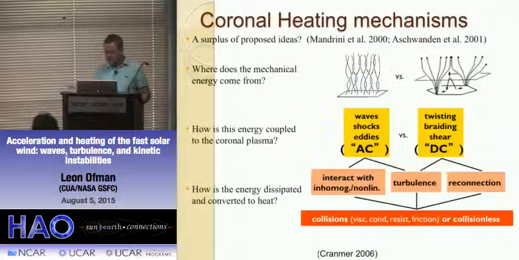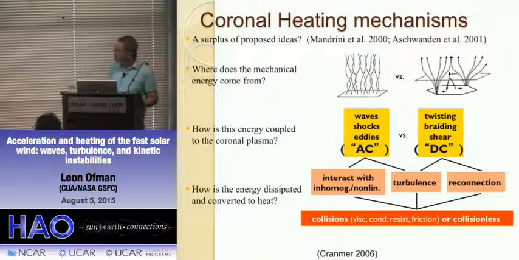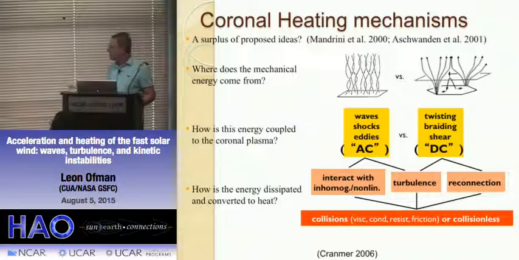So, some of you may be familiar with this plot. Here we can see the two main mechanisms of coronal heating being discussed. Of course, there are others, but these are the primary ones that have been talked about. One is the AC mechanism, where everything is variable, and that includes waves, shocks, and turbulence. And then there is the DC mechanism, which is the Parker type, slower evolution.